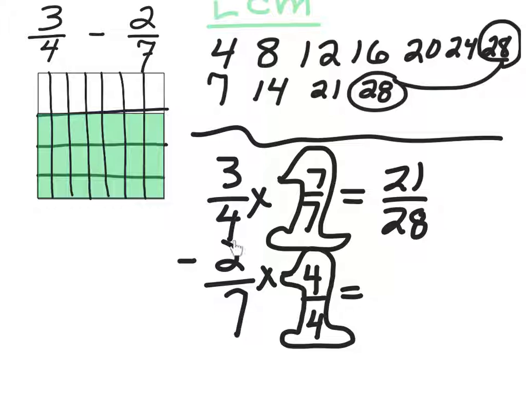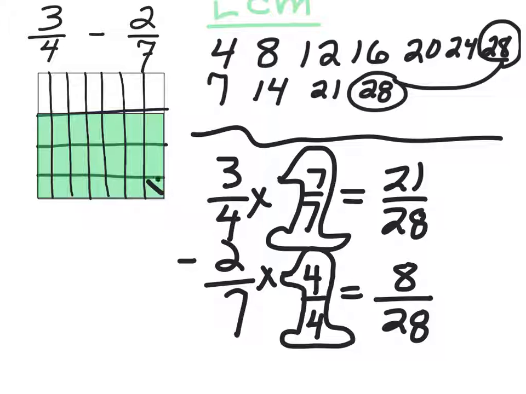All right, so now let's go ahead and look at what we're going to subtract. 2 times 4 is going to give me 8. And then we've got 7 times 4, which is going to give me 28. And so now with this, I know I can subtract. I'm going to subtract 8 of these 28s. So let's go ahead and do that.